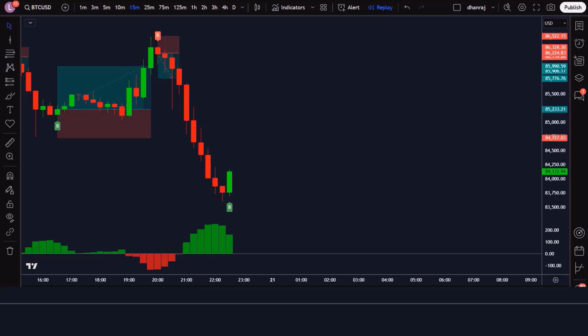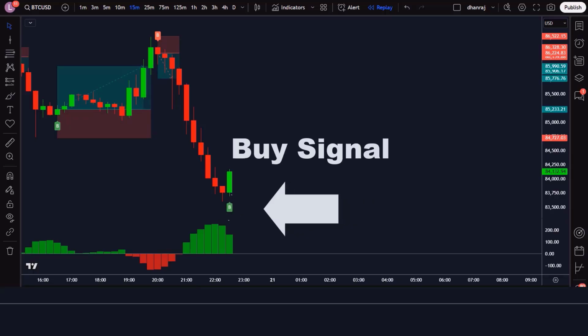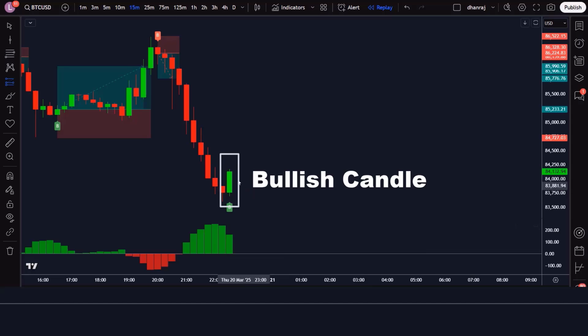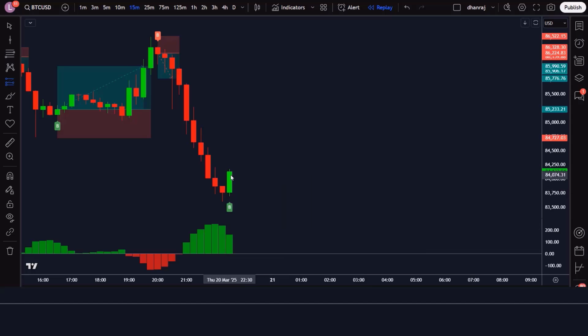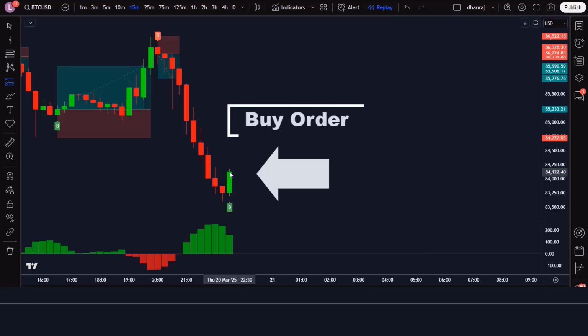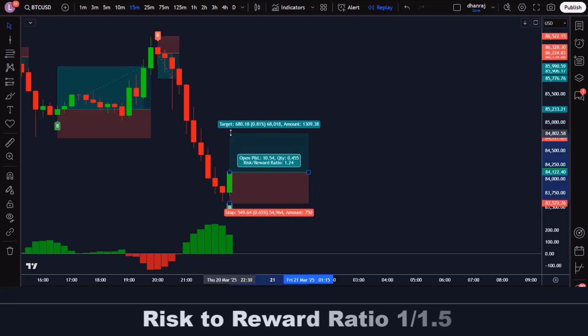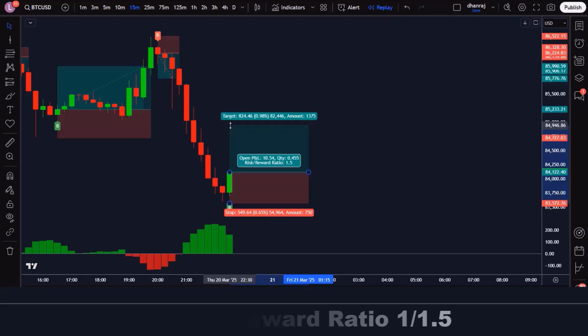We have got the signal. Here the Bollinger Bands Deviation indicator gives us a buy signal. Here the Absolute Price Oscillator green comes. Here the market has made a bullish candle to give confirmation. So all our conditions are being fulfilled, so we are placing an order to buy. Our stop loss is to be placed at the previous low of the market. And the risk to reward ratio will be 1:1.5.